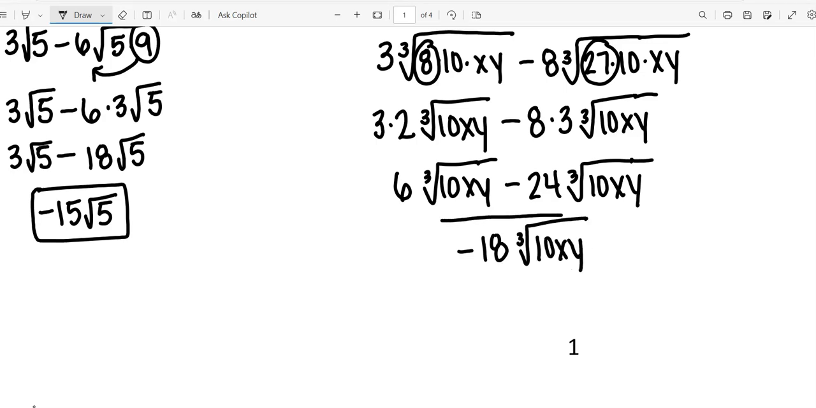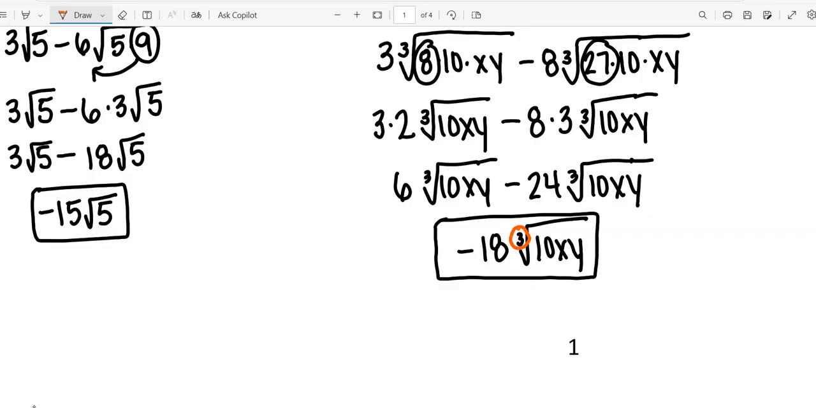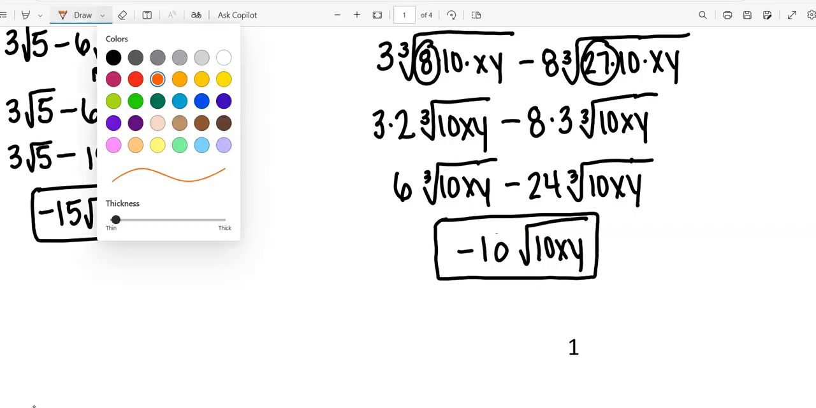Now, a while back when this was on a quiz, I had to take points off because a lot of people forgot this little guy. Don't forget your index or your answer is wrong, because negative 18 square root of 10xy is not the same thing as negative 18 cube root of 10xy. So don't forget that little index there. What questions do we have?